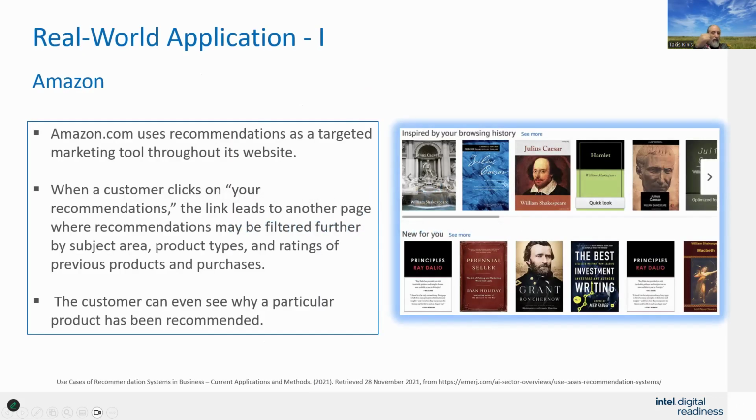All right, so now we'll start talking about some real world applications of this. It says Amazon uses this as a targeted marketing tool throughout its website. Absolutely. If you've shopped there, you know this. And actually, it's part of why you like going to the site, frankly. When a customer clicks on recommendations, it takes you to a page where it says recommendations may be filtered further by subject area, product types, and ratings, right? So if I'm looking at a book, it will say, oh, you like to read books about history, so here are some cool history books. But it might only give you history books about war because you're always reading war history, that kind of thing.